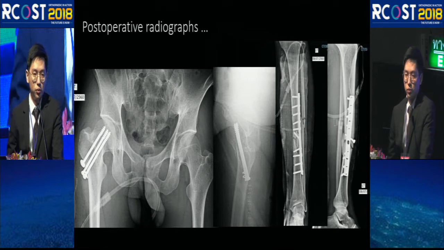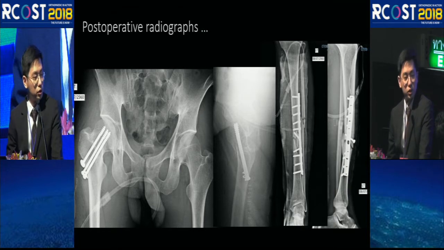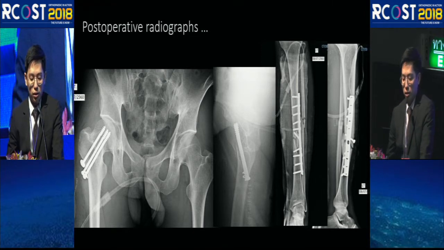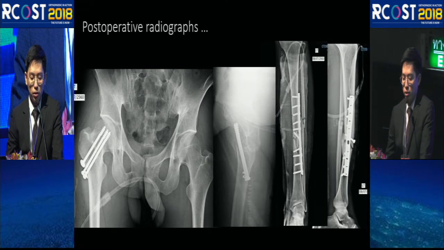And this was the post-operative radiograph at the first hospital. The surgeon performed closed reduction and multiple screw fixation at the right hip. And we'll see that there's still some degree of varus malreduction of the femoral neck and slight retroversion of the femoral neck.